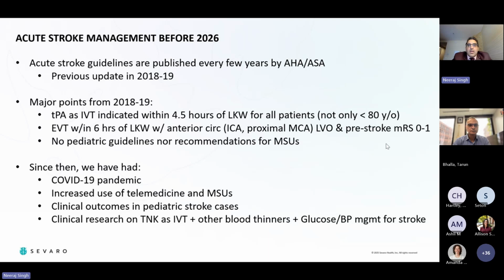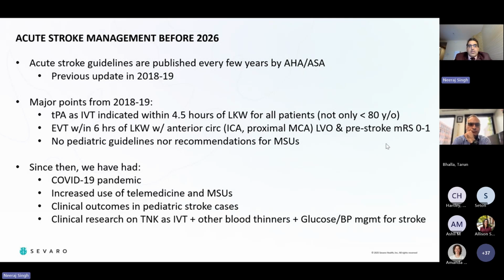Prior to that, there was a restriction of only up to 3 hours from last known normal for those over 80 years of age. Endovascular thrombectomy, or EVT, within 6 hours of last known normal was also indicated, but it was really mainly indicated for anterior circulation occlusions. That means we're looking at internal carotid arteries or the proximal segments of middle cerebral arteries, as well as a pre-stroke modified Rankin scale of 0 or 1. In other words, someone with very few deficits before and with an anterior circulation proximal occlusion and within 6 hours last known normal. Those limitations were there in order to determine someone's a good candidate for thrombectomy.